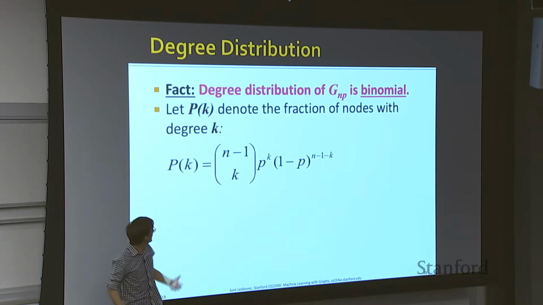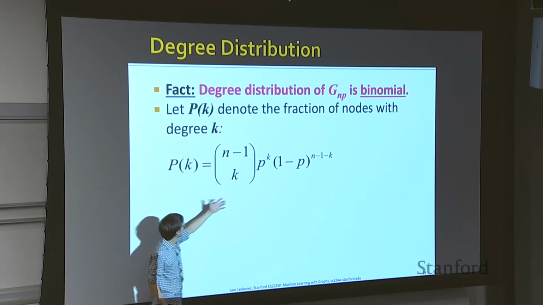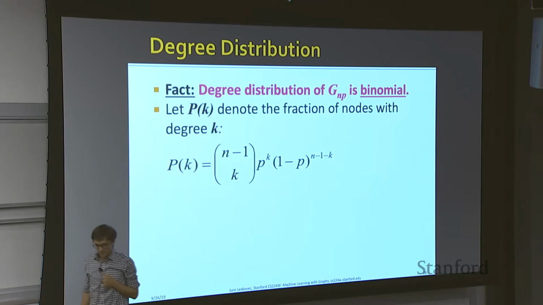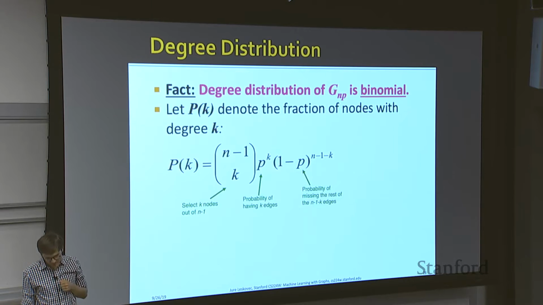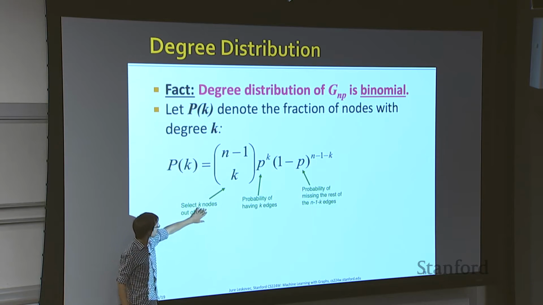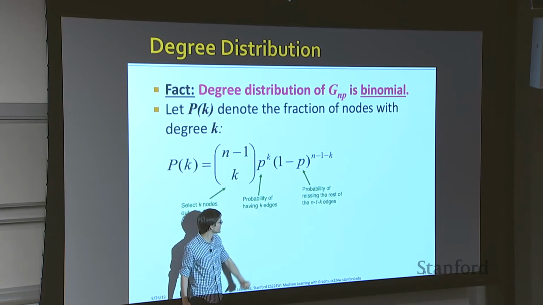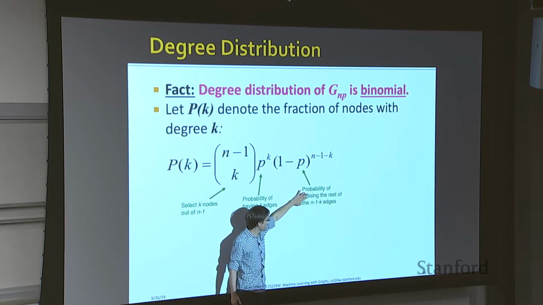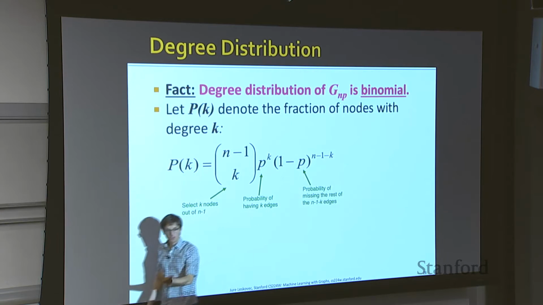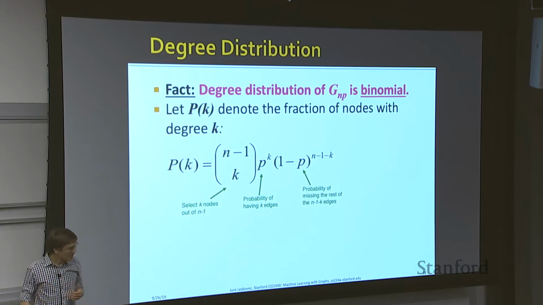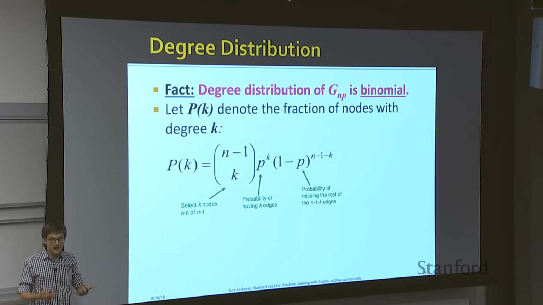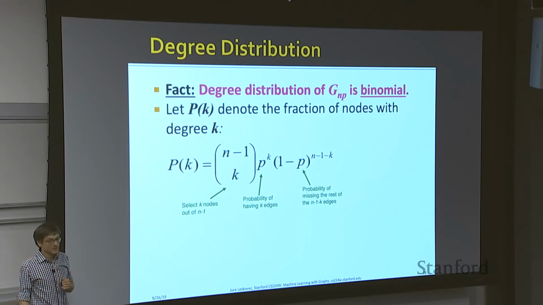And that's now the probability that a given node will have degree k. As I explained, this is how many ways there are to select k nodes out of n minus 1, times the probability that a given node will have k edges, and then the probability that the rest of the edges will not be there. If you look at this, this is exactly the definition of a binomial distribution.